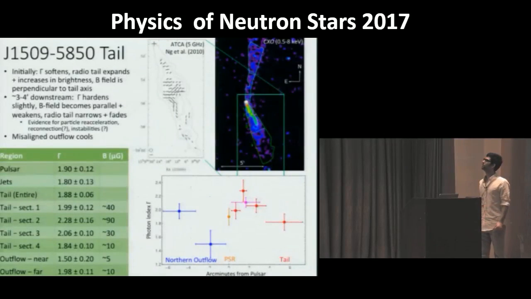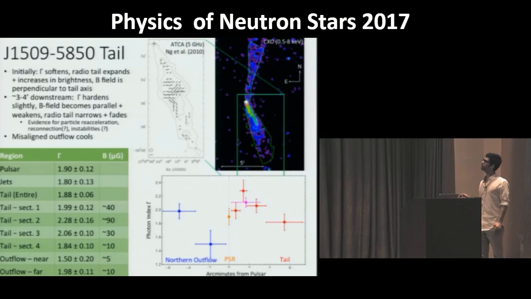The J1509 tail, some interesting things happen here. Initially, gamma softens in X-rays moving down the tail. The radio tail expands, as well as the X-ray one, and increases in brightness. And this is radio polarimetry showing the magnetic field orientation along the tail. And it's initially perpendicular to the tail axis. But then halfway down the tail, the spectra starts to harden.